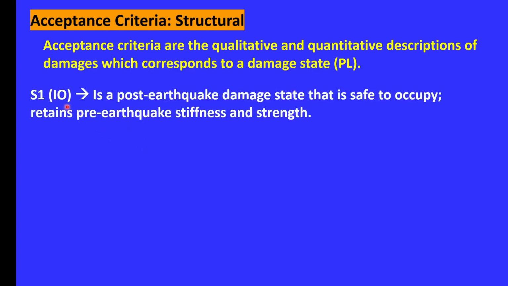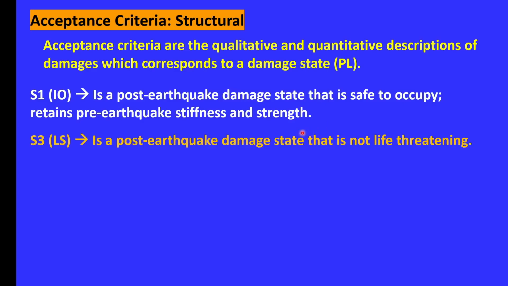S1, IO, structural performance level, is a post-earthquake damage state that is safe to occupy. Because it is immediate occupancy, safe to occupy, it retains pre-earthquake stiffness and strength. So there is no stiffness degradation and strength degradation of the system.